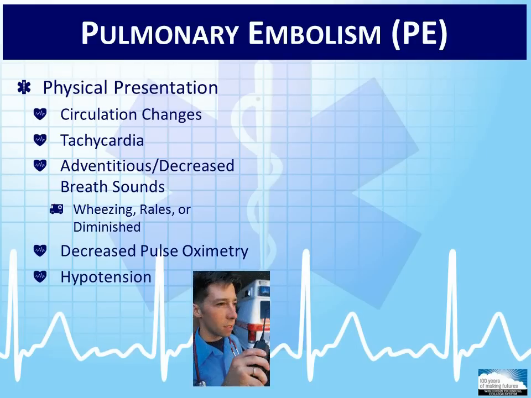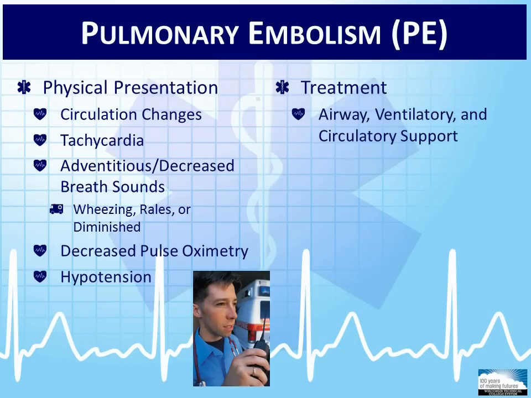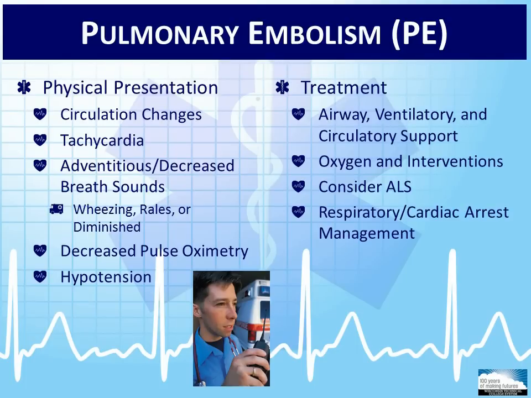Your assessment should include obtaining a blood pressure and pulse oximeter reading if the equipment is available. Pre-hospital treatment for a suspected pulmonary embolism includes airway, ventilatory, and circulatory support. Oxygen administration, additional interventions, and ALS intercepts should be considered as dictated by your local protocols. If the patient goes into respiratory or cardiac arrest, management should follow American Heart Association standards or your local protocols. Be sure to frequently reassess the patient for any changes in his or her status.